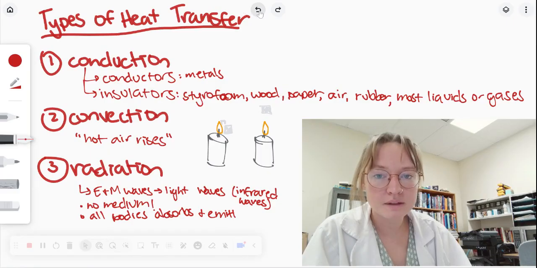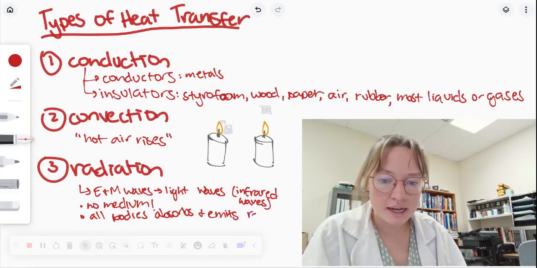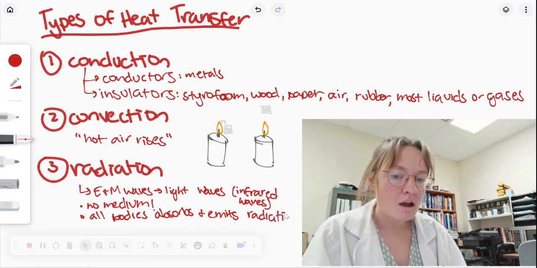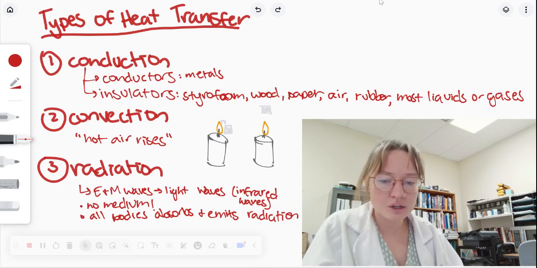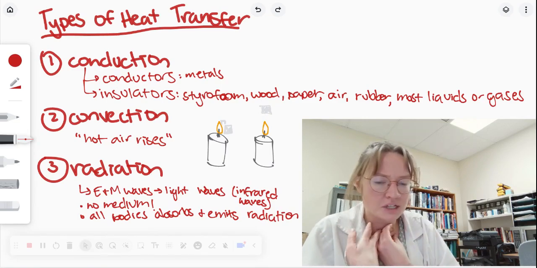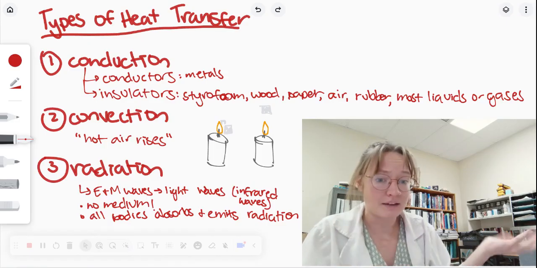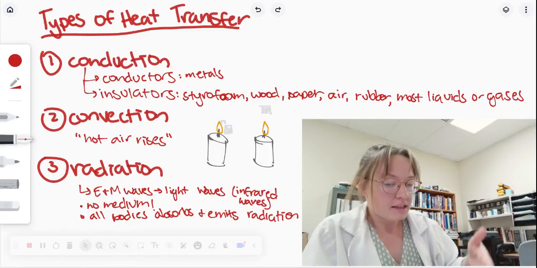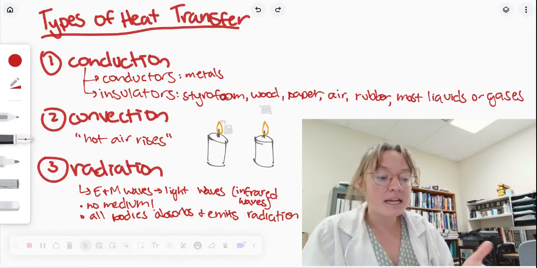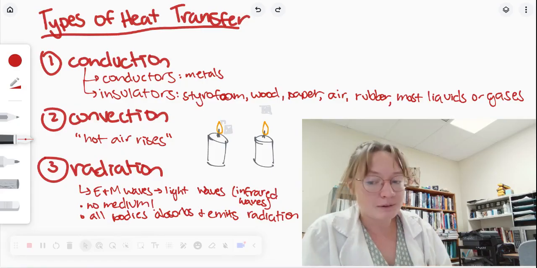Let me try again. All bodies absorb and emit radiation. So, for example, you right now are absorbing some radiation from the sun and also from the environment around you, and you're also emitting some back out. The desk in front of you is emitting some radiation, and it's also absorbing some of your radiation.